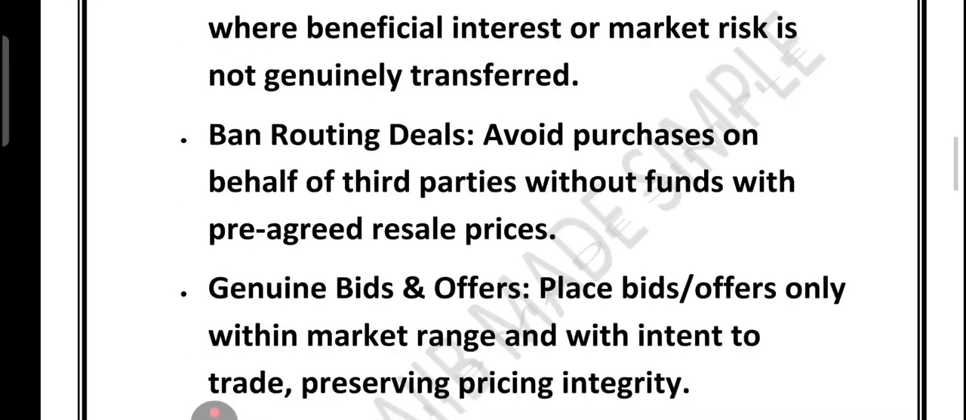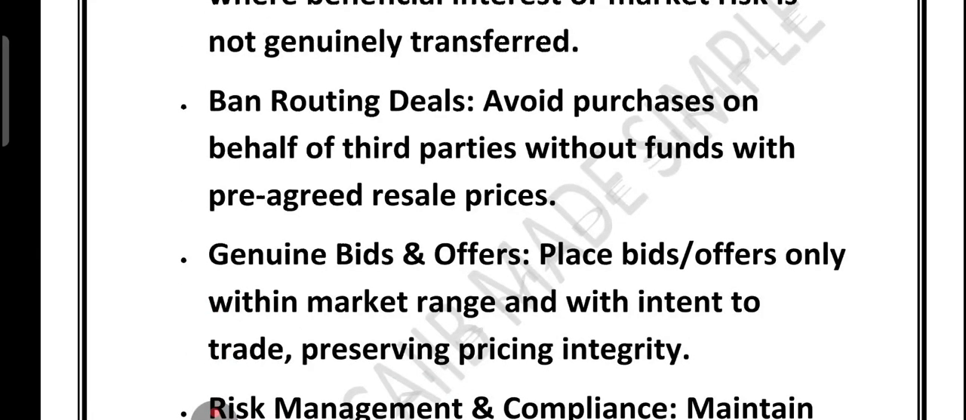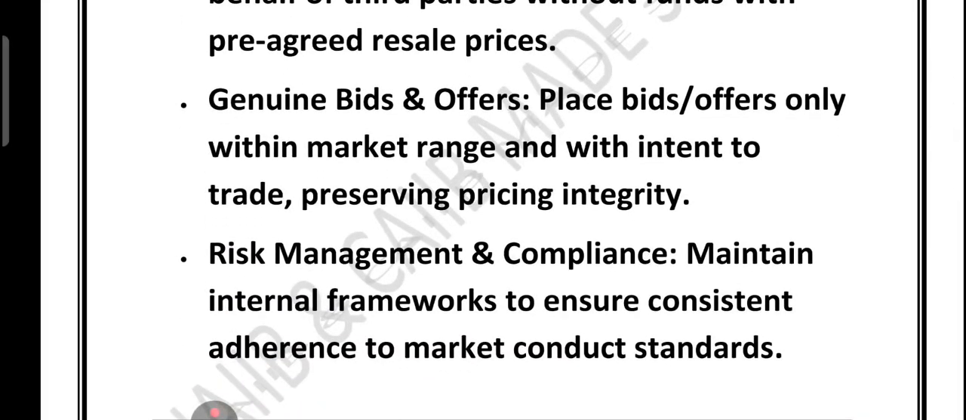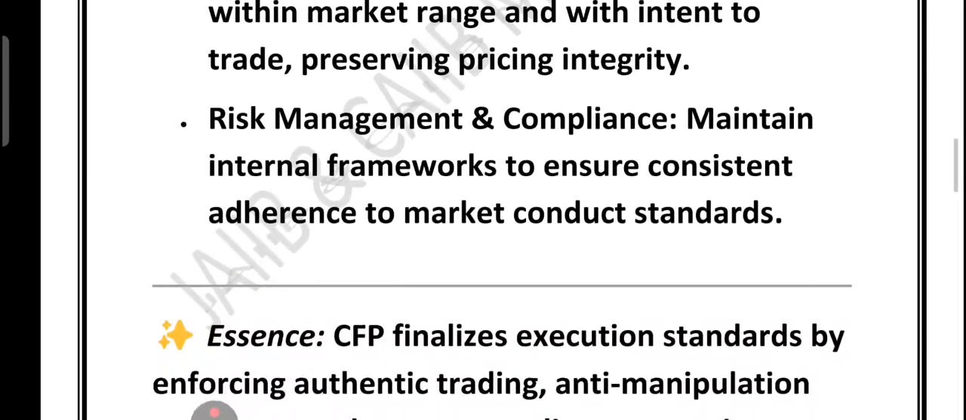Then we have the banned routine deals. Buying on behalf of a third party without real funds, with a pre-agreed resale price, is forbidden. Genuine bids and offers. All the offers must be within the market range and placed with a real intent to trade, ensuring pricing integrity. Then risk management and compliance.